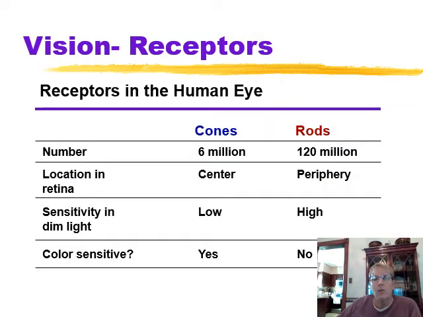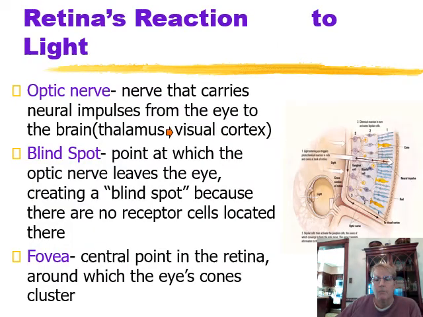All right, so then you can see 6 million to 120 million. We talked about that. You can see location, where they are, center versus periphery, low light, and so on. Okay. Now, as we move along, this we already talked about, the chain reaction. So once neural messages are relayed from the optic nerve, where are they going? The optic nerve is carrying those neural impulses from the eye to the brain, specifically the thalamus and visual cortex.